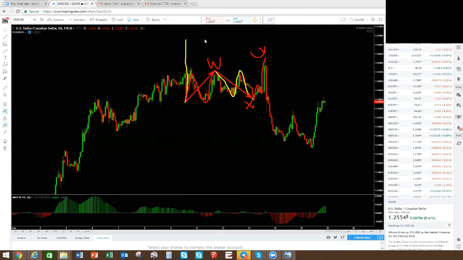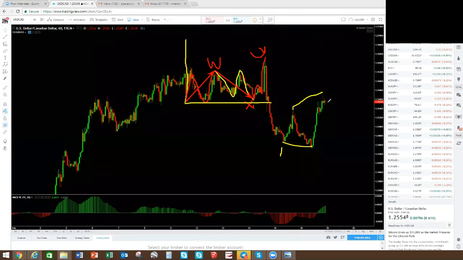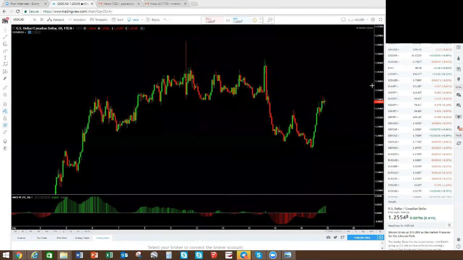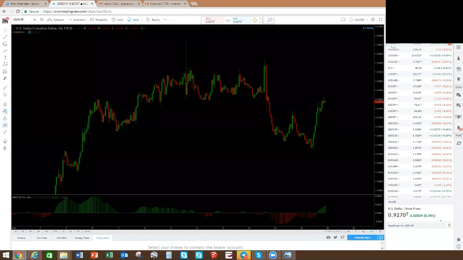Right, so we are starting this move here, looking at this as a 1. This is an expanding flat, so I'm anticipating that we may get some reversal there to start the move down, if this is an expanding flat. It's a 1, 2, 3 there. So look out for a reversal here. That's US dollar CAD.